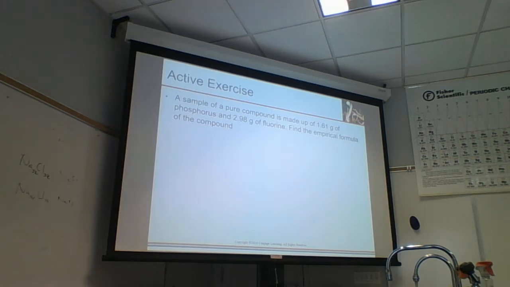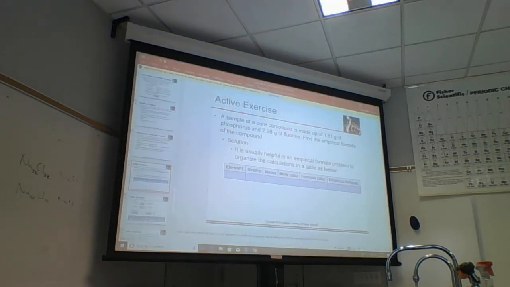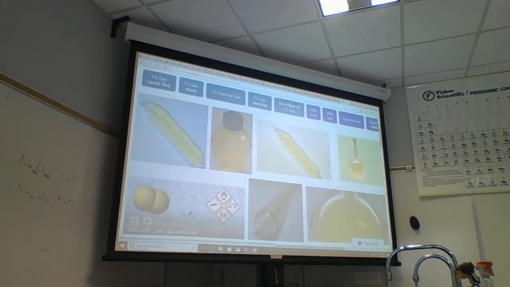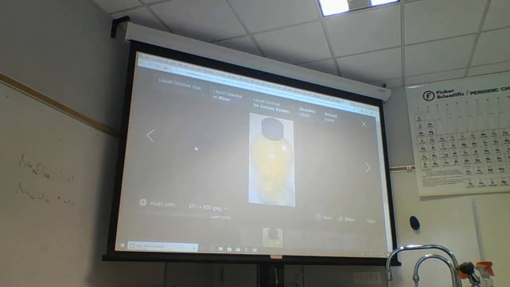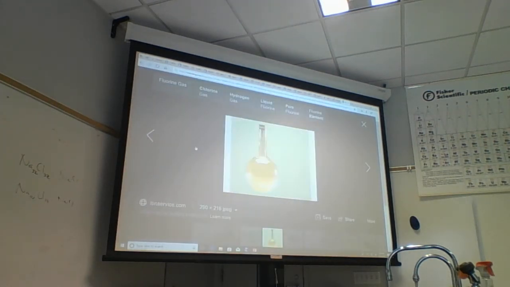Well, sometimes you can see visually. You know what fluorine looks like? Let me show you what fluorine looks like. This is what fluorine looks like. It's a yellow-green gas. Kind of like chlorine, right? You'd expect it because it's in the same family as chlorine. So maybe we have some white or red phosphorus and some yellow-green fluorine gas in this compound.